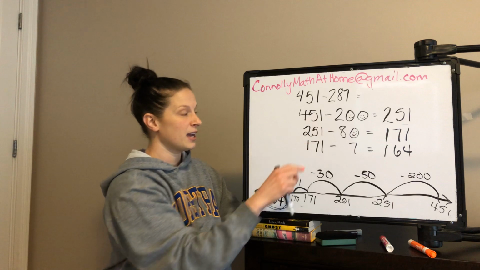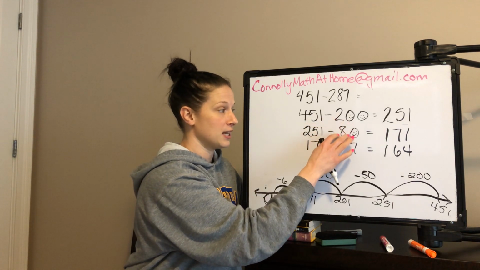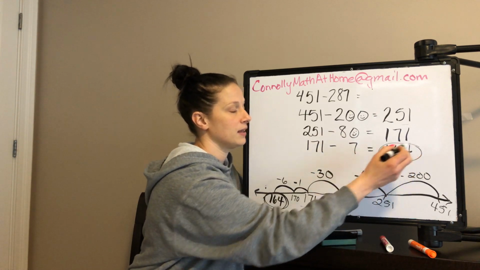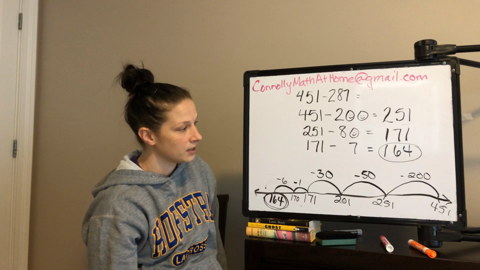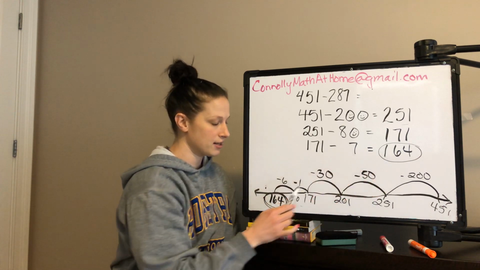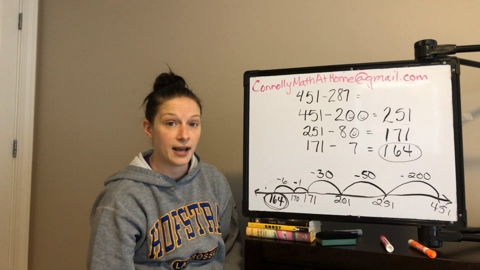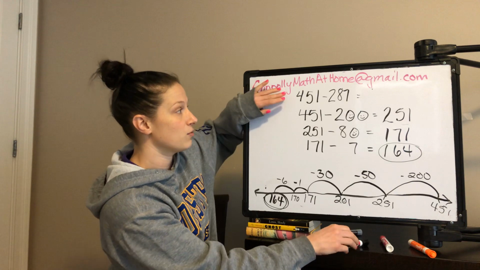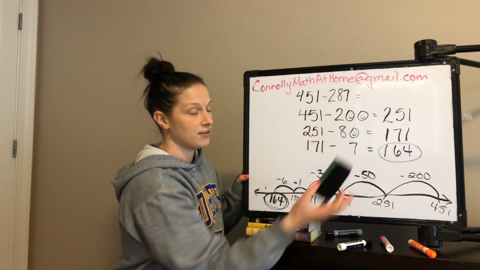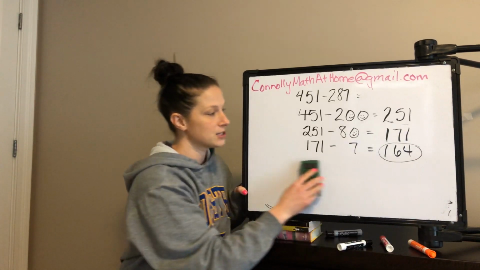Up here, I started with 451. I subtracted 200, I subtracted 80, I subtracted 7, and where I end up is 164. So in this strategy, we have to keep track of where our answers are because it's about to change really quick. So let's take a look at another strategy. This one was keeping the first number whole and subtracting 287 by place value. All right, moving on to another strategy.